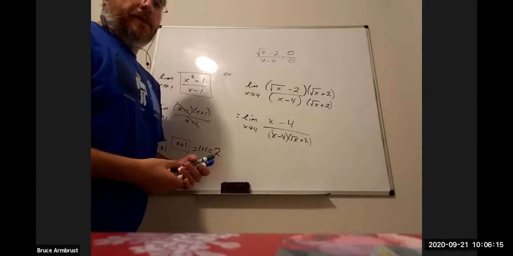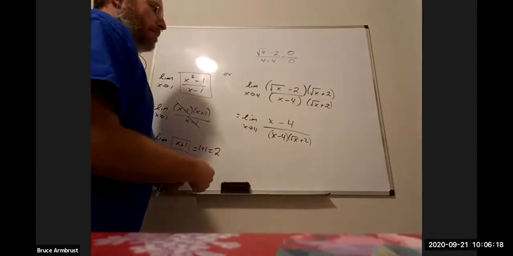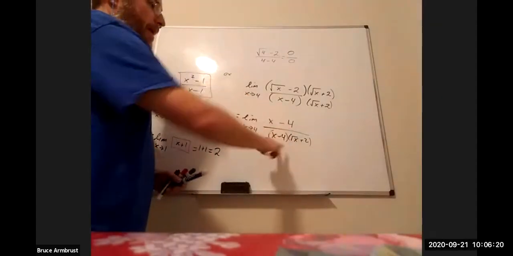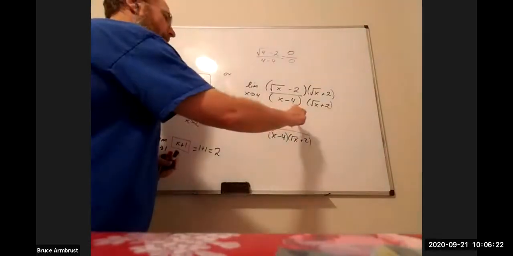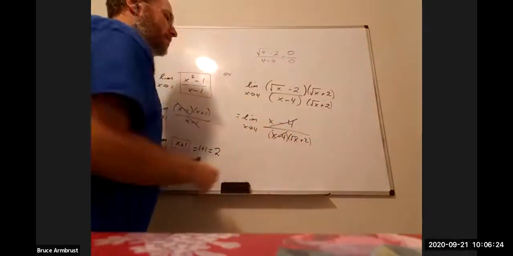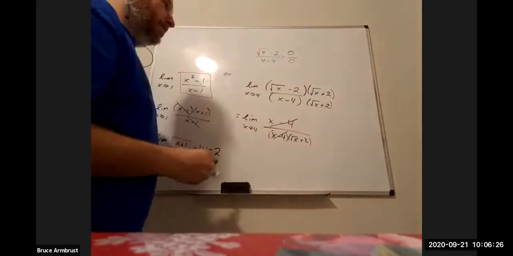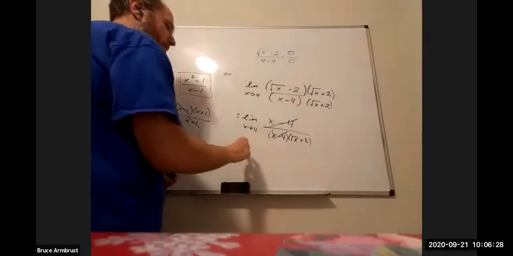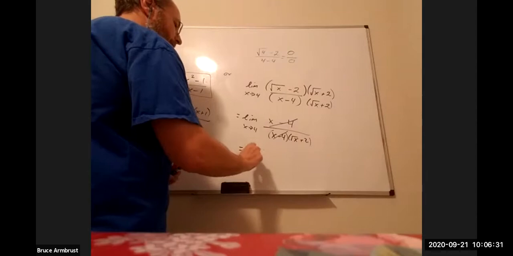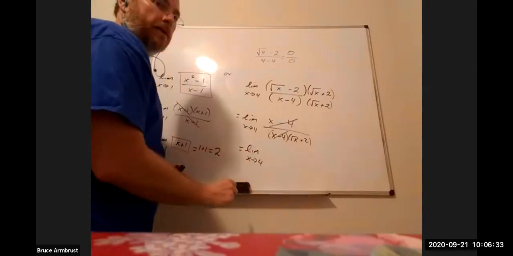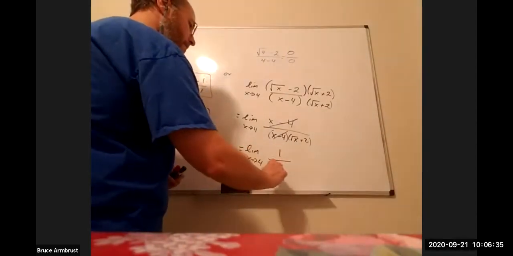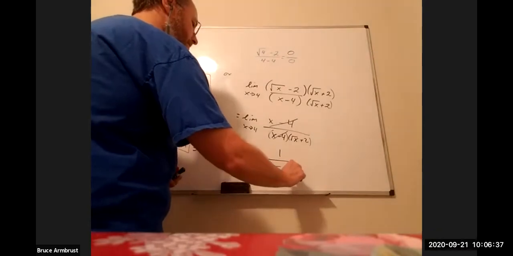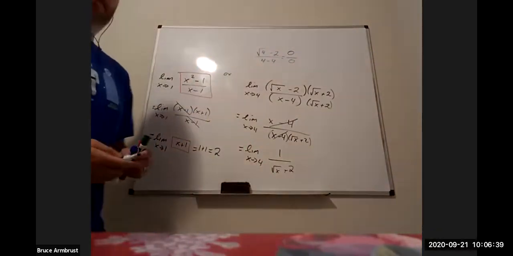But you can probably see now what our next step's going to be. I've got an x minus 4 on top and x minus 4 on the bottom, and I can cancel those off. So that leaves me the limit as x goes to 4 of 1 over the square root of x plus 2.